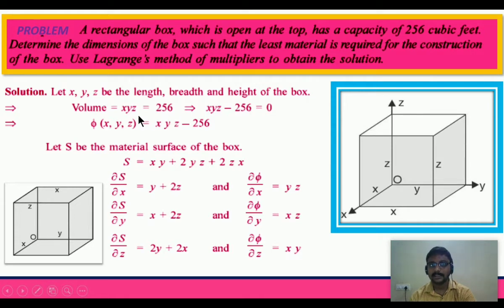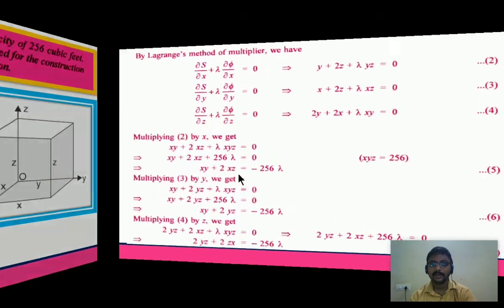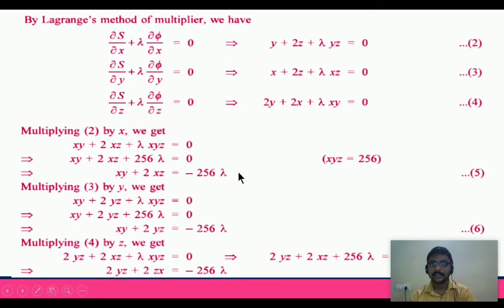Which implies that xyz is 256, which implies xyz minus 256 equal to 0. Now this phi is differentiated partially with respect to x, with respect to y, and with respect to z. So we will have these values yz, xz, and xy. Now we have to form the Lagrange's function. The Lagrange's function is capital F is small f plus lambda phi.